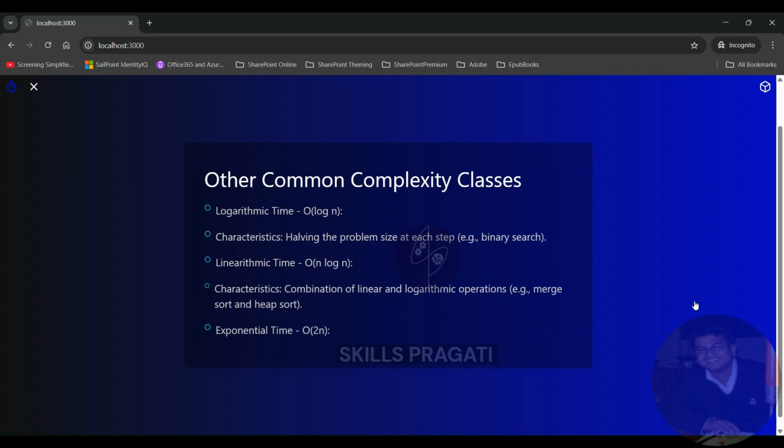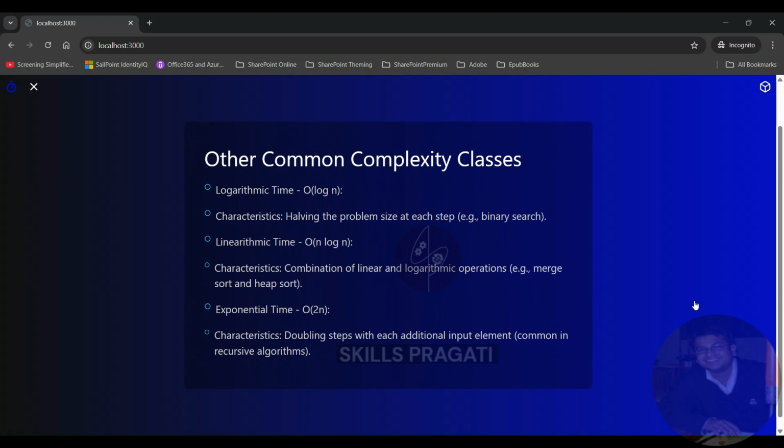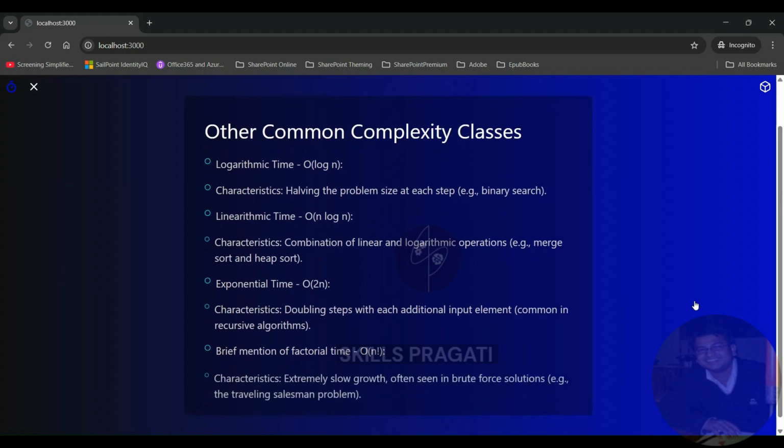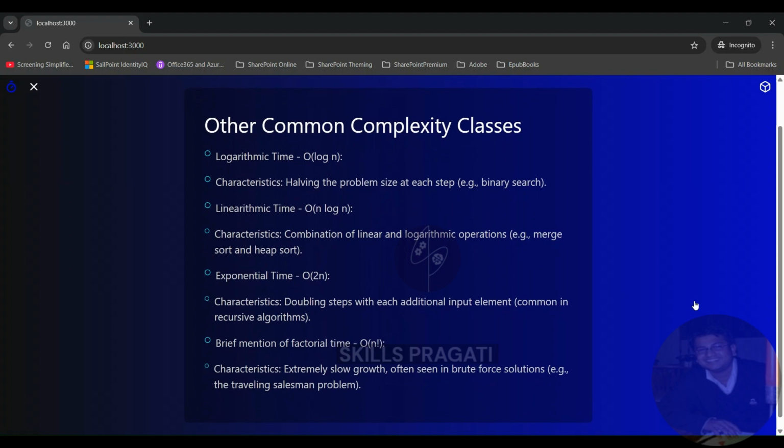Exponential time, O(2 to the power n). In these cases, the number of steps doubles with each additional input element, common in some recursive algorithms. Factorial time, O(n!). This represents extremely fast growth, often observed in brute force solutions, such as those used in the traveling salesman problem. Each of these classes has its own characteristics, and they affect algorithm performance in different ways.